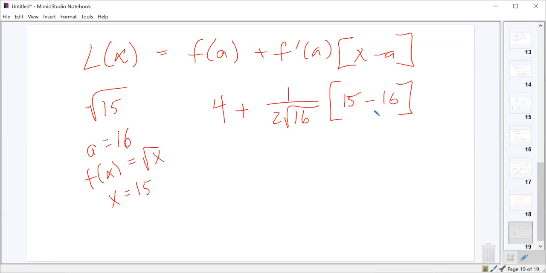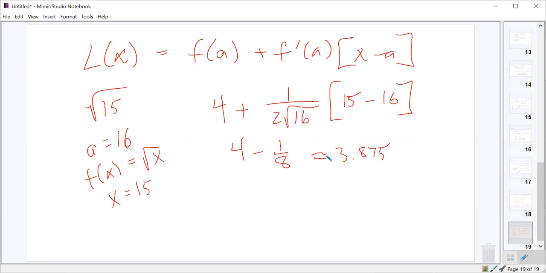And so this only works on very small scales. So it's just a good approximation for the value of the square root of 15 by using 16 in this linearization formula. And this linearization formula just comes from point slope form. So this just becomes 4 minus 1/8. And you can get a decimal approximation for that if you want. I mean, it's 3.875, right?